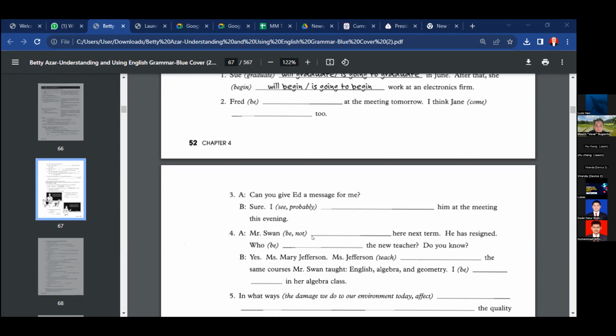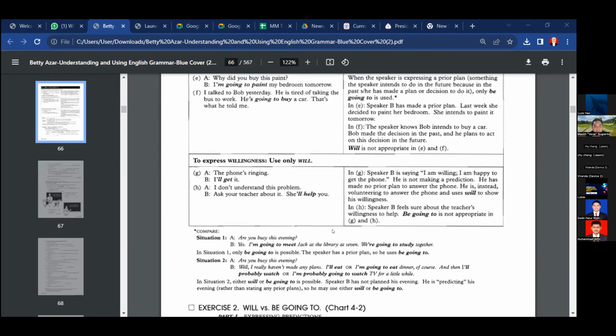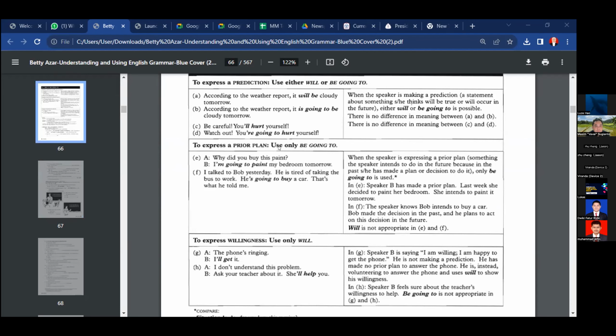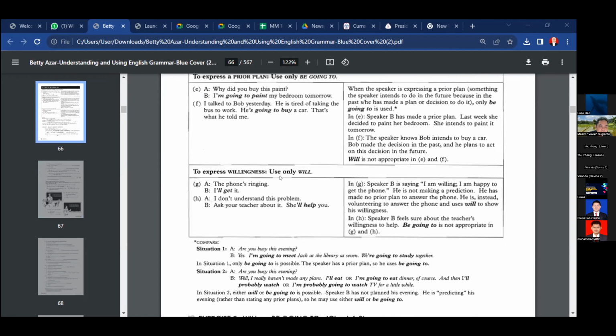So we use will, yeah? No. If you are sure for something, you can use going to, if I'm not mistaken. Okay, let's see. So this is the prior plan or prediction, sir. Look at the example, that's F.